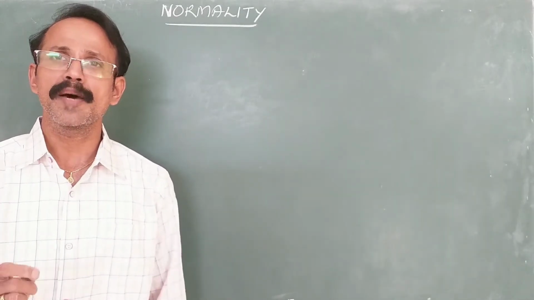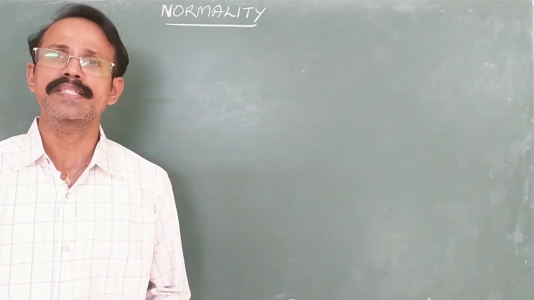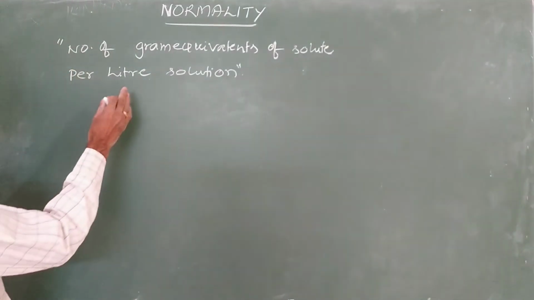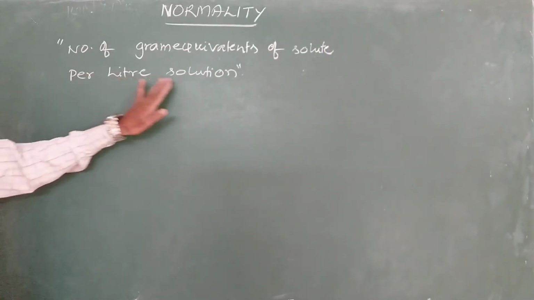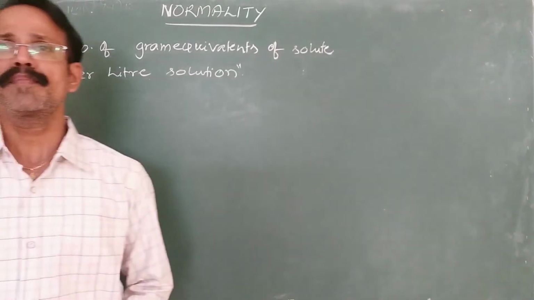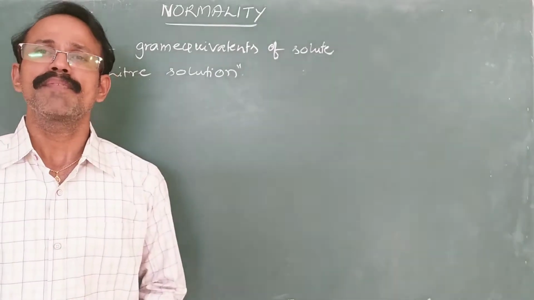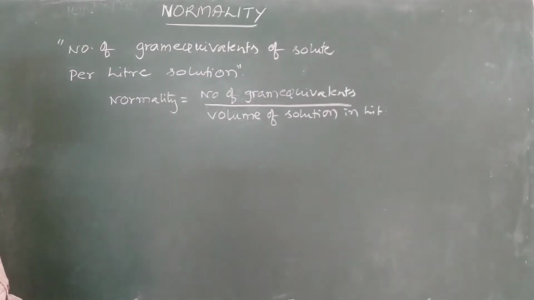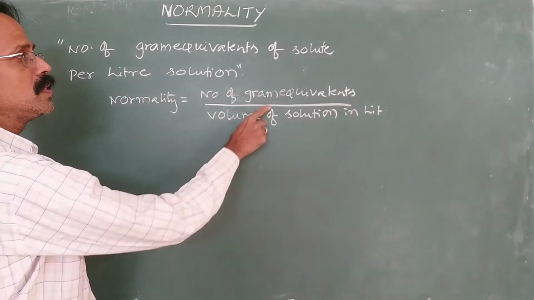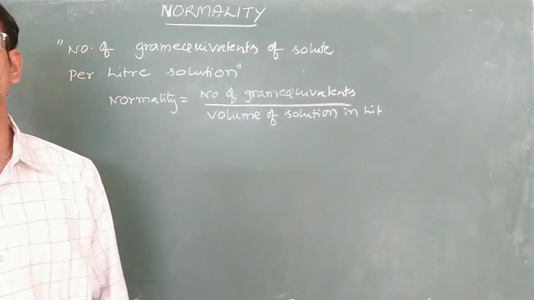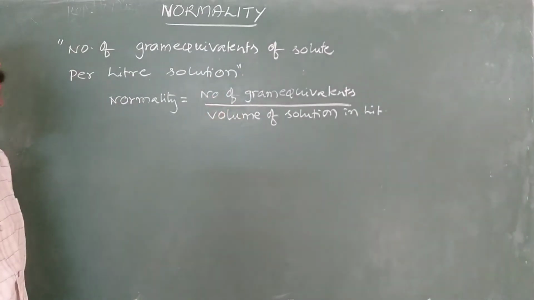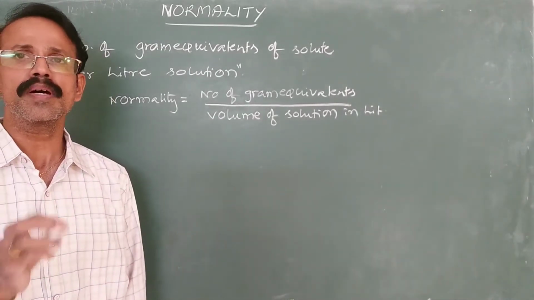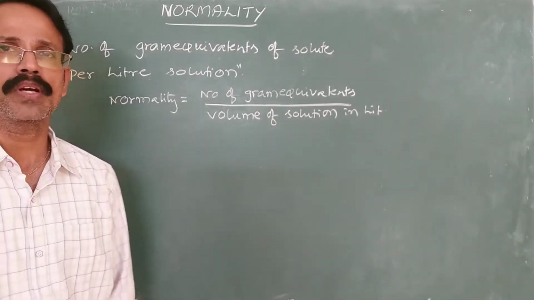Normality is the number of gram equivalents of solute dissolved per liter of solution. So normality can be calculated by dividing the number of equivalents by the volume of the solution. Normality is equal to the number of gram equivalents divided by the volume of the solution in liters. So if you divide the number of gram equivalents by the volume of the solution, you will get the number of equivalents of solute per liter volume.